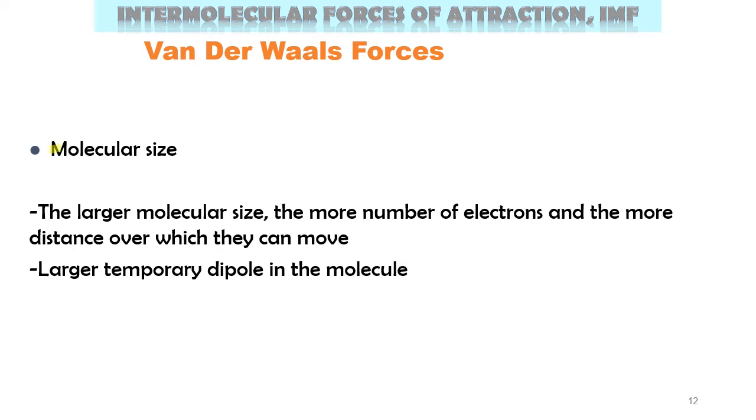First, let's look at molecular size. The larger the molecular size means you have more number of electrons. Means you will have more space or more distance for the electron to move around. Therefore, it will have a temporary dipole in the molecule.